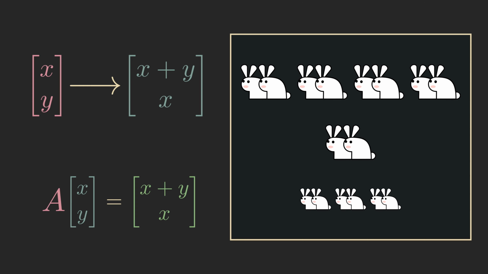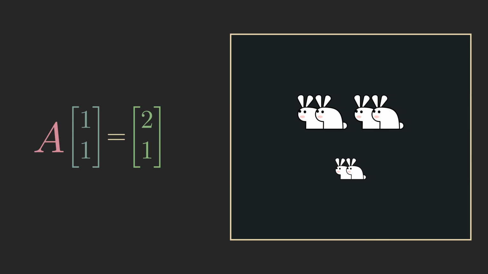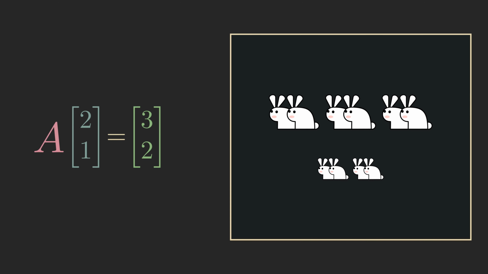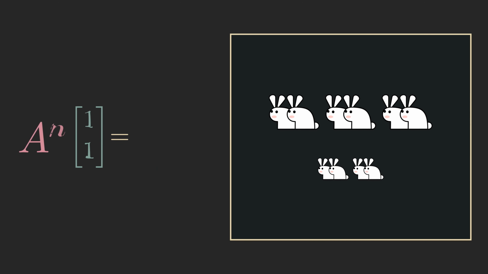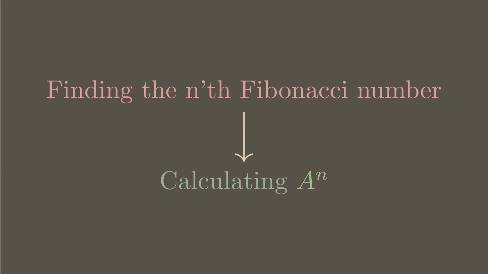We can start off with the first vector, (1, 1). Multiply it by A and we get the second vector, (2, 1). Do that again and we get the third vector, (3, 2), and so on. So we can get the nth vector by multiplying the first vector by A to the n. And notice that the second number in the nth vector is the nth Fibonacci number. This means that by calculating A to the n, we can calculate the nth Fibonacci number directly.